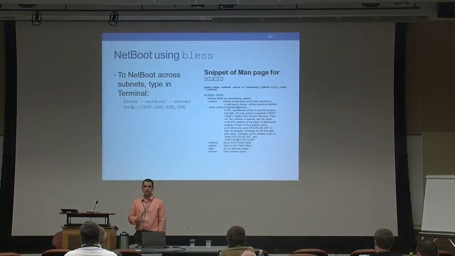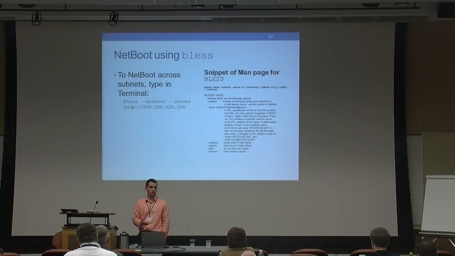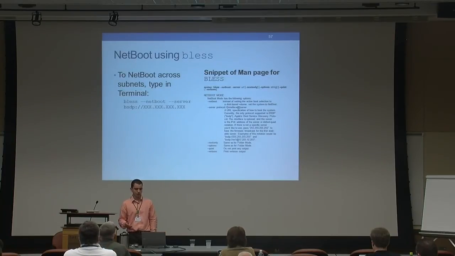So if you can't do that and you have subnets that you still want to NetBoot across, you can use this command and it should work. There's a more complicated version of this that's a little bit more detailed, but I've only had to use this so far, and it seems to work without any problems. It's just typing out bless --netboot --server, and then bsdp://, and the IP address. I've heard people say that you can use the host name, and that works fine, but I haven't had any luck with that. And you can see some of the other options that are available on the man page, if you just type in man bless in terminal.